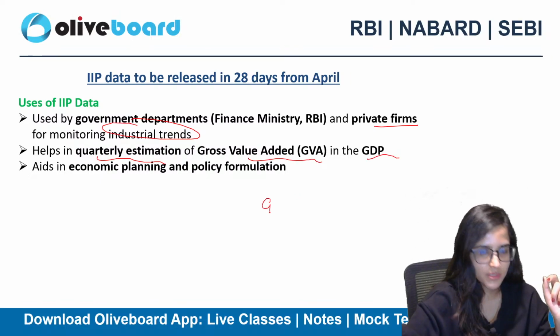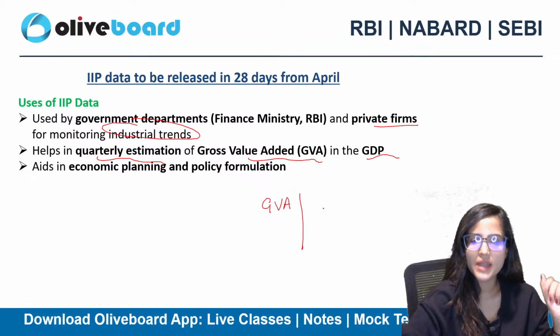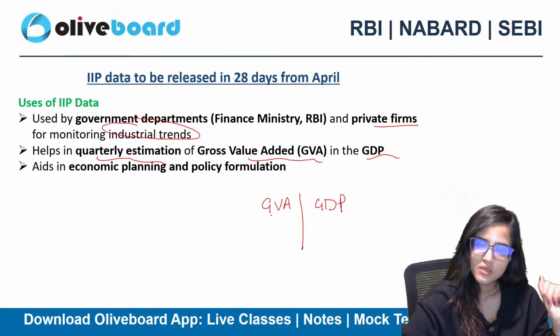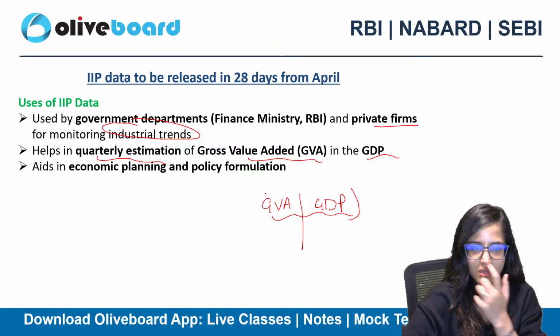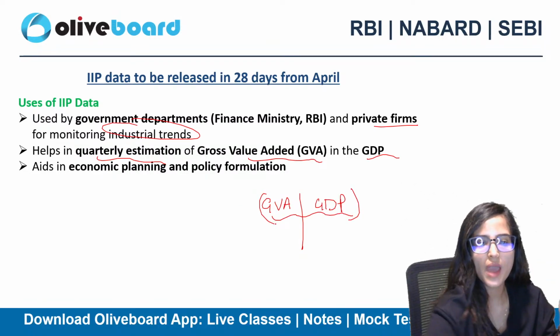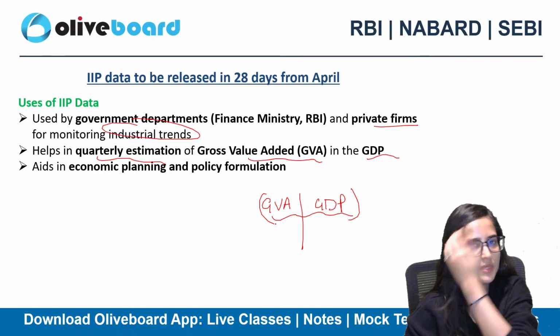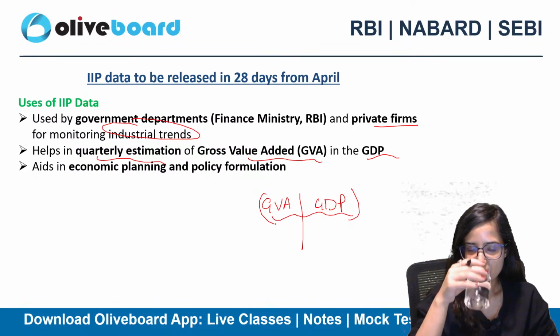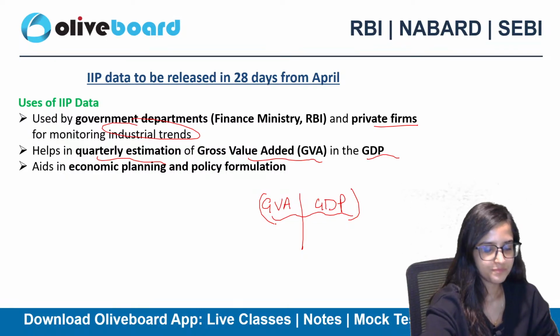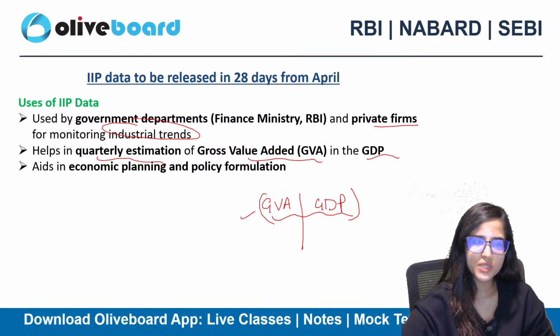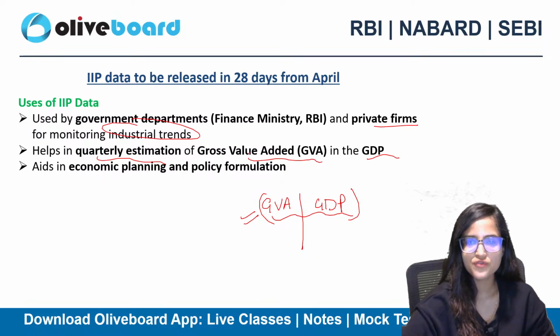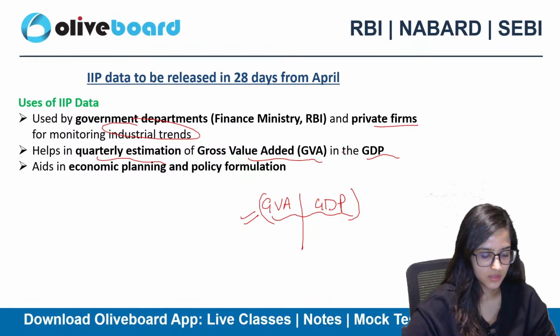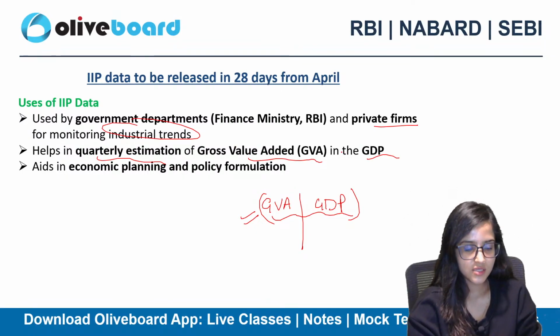So who's going to tell me the difference between gross value added and GDP, gross domestic product? What is the difference between gross value added and GDP, GVA and GDP? Here you can see that it helps in quarterly estimation of GVA in GDP. So give me the answer.